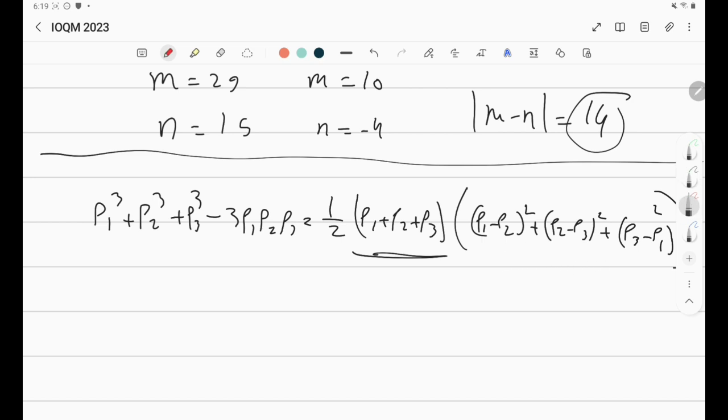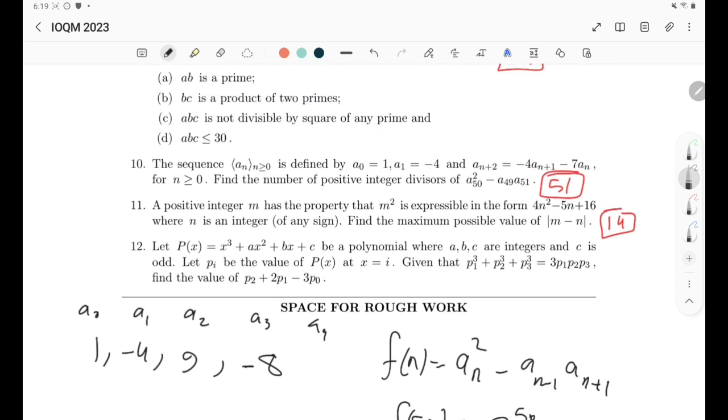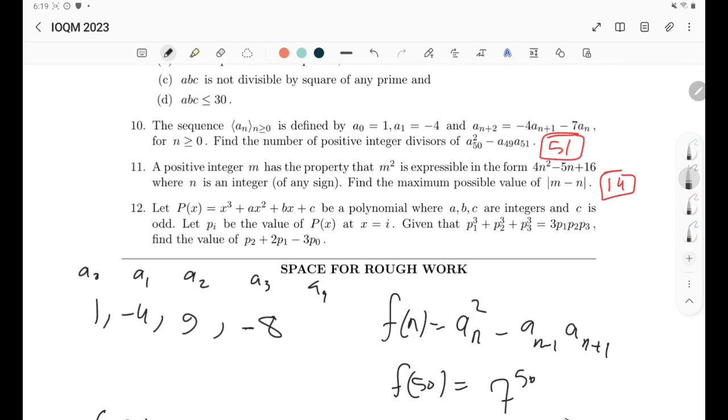Okay, so that leaves us with two cases. Case 1, the sum is 0. Let's have a look here. You can calculate P1 and P2 and P3. For example, P1 here is just 1 plus A plus B plus C, and you can do the same for the others. But remember, here they told us something, which is C is odd. So perhaps you should think about the parity.